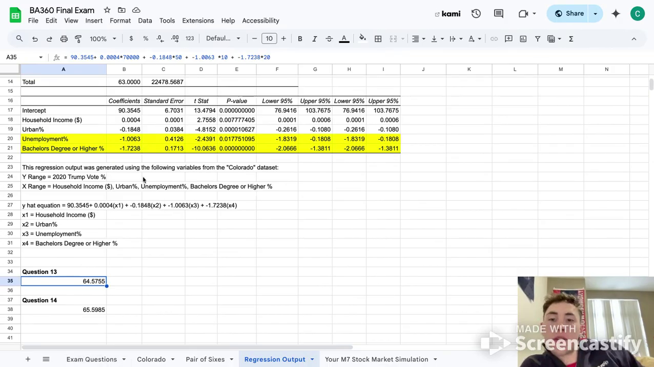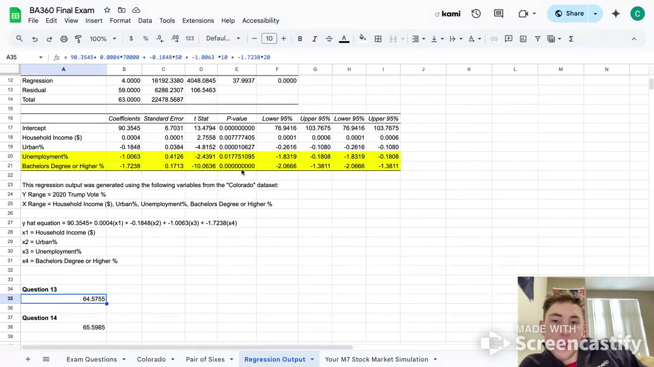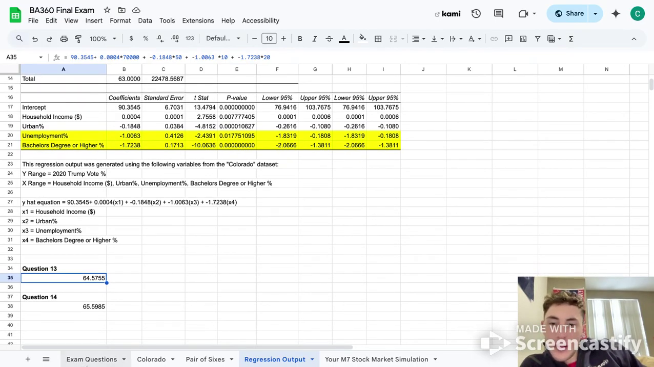My most significant, I thought, was bachelor's degree or higher percentage, because the p-value is the lowest, and then the absolute t-stat is the highest out of all the variables. And then unemployment percentage, I thought was the least significant, has the highest p-value and the lowest absolute t-stat, so that makes it the least significant.